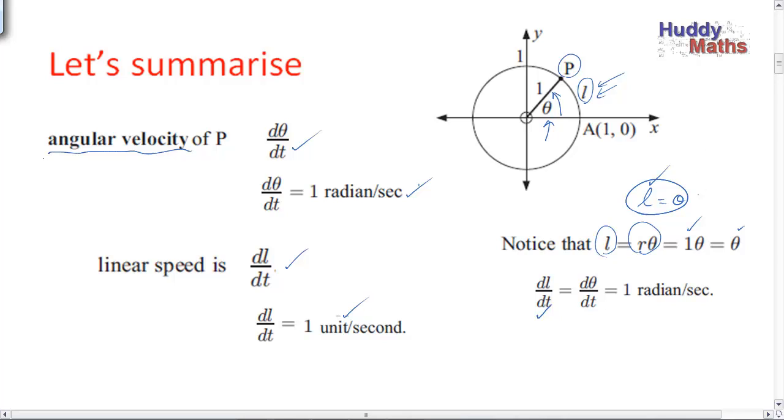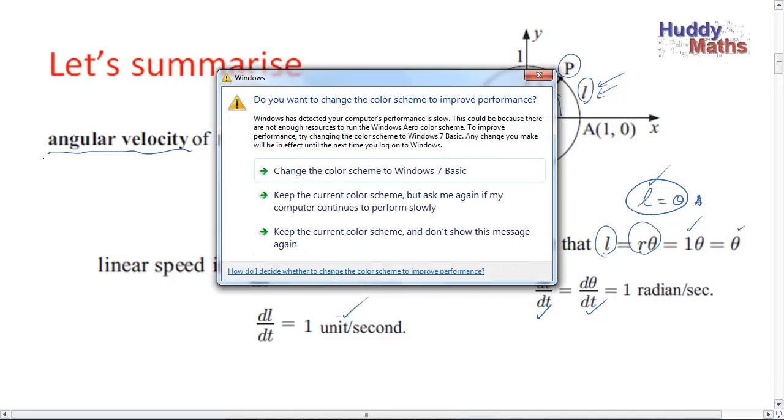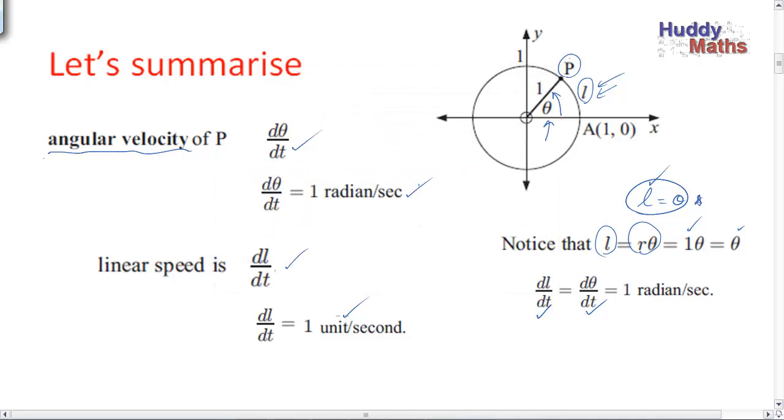If we differentiate both sides of this, we would say the rate of change of the length equals the rate of change of the angle, which is 1 radian per second, or 1 unit per second, 1 centimetre per second. You can see the equality of these two in the unit circle, and that's one of the reasons why we use the unit circle. Sorry about that. So let's keep going and build this up a bit.